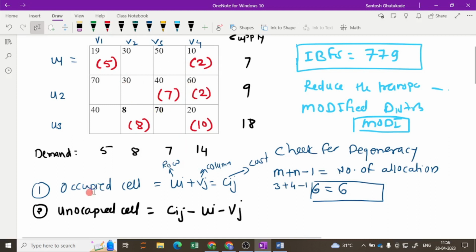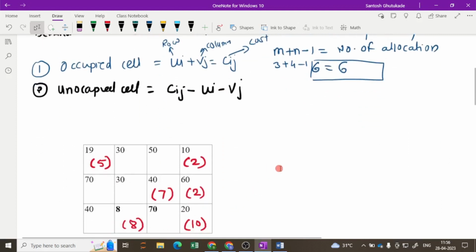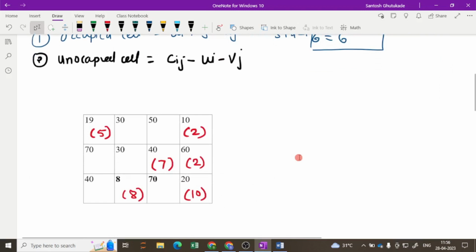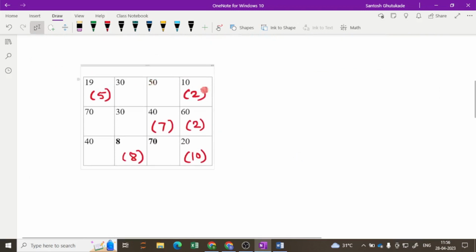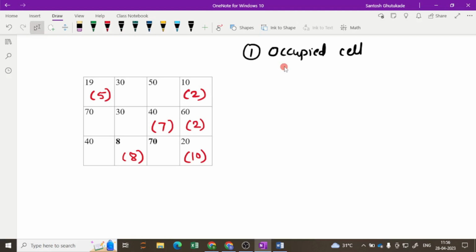Okay. So here the first case is for occupied cells and the second is for unoccupied cells, and the relation is given here. We will see for occupied cells. Here we know the answer, or we can say this is our initial basic feasible solution. Now we will calculate for occupied cells. Which are the occupied cells? Where there is allocation, these are the occupied cells.